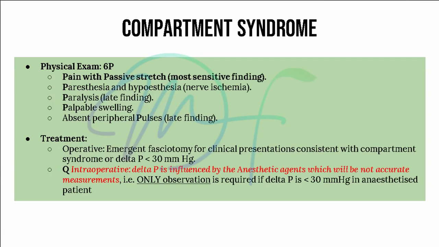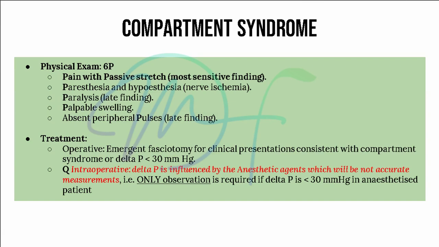Emergent fasciotomy is the definitive treatment for clinical presentations consistent with compartment syndrome or when delta P is less than 30 millimeters of mercury. It is important to note that intraoperative measurements of delta P may be influenced by anesthetic agents, and only observation is required if delta P is less than 30 millimeters of mercury in anesthetized patients.